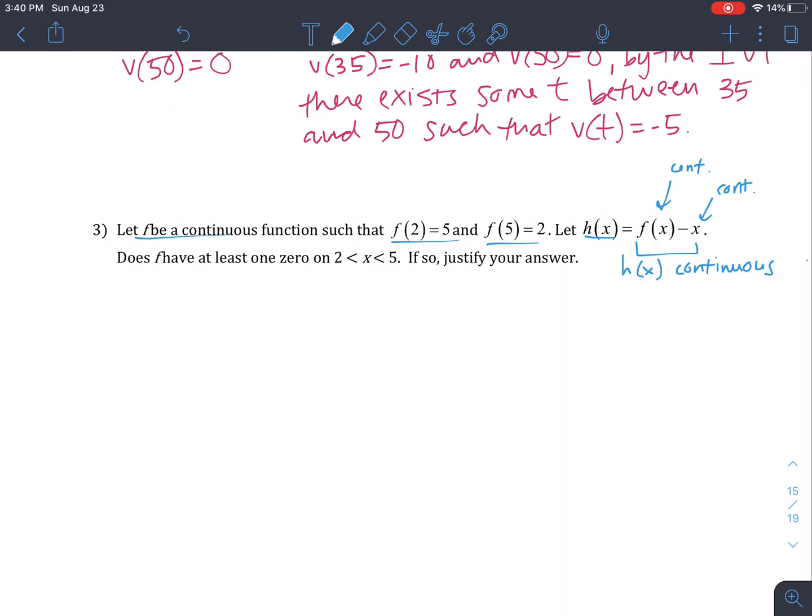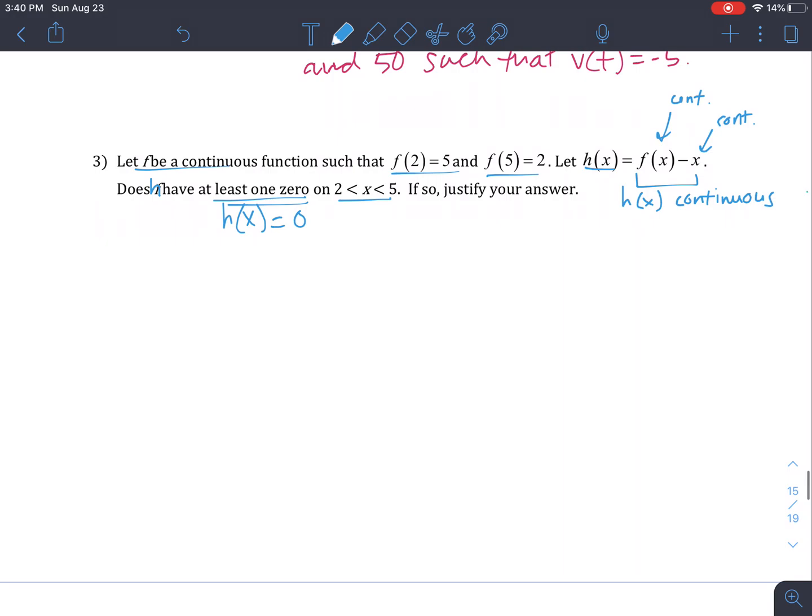So anyways, does f have at least 1 0? Okay, what does 1 0 mean? Oh, I'm sorry, this should say h. Does h have at least 1 0? That really just means, is h of x equal to 0 at some point between 2 and 5? If so, justify. Okay, so let's finish strong here. So we want to know between 2 and 5, what's happening with h of x? And is 0 in between, right? That's all we're really wondering. Is 0 in between the two y values? Because then we can guarantee at some point h of x is going to be 0.